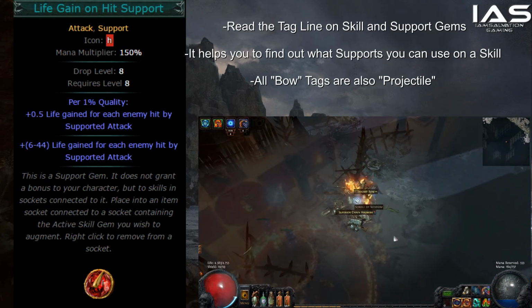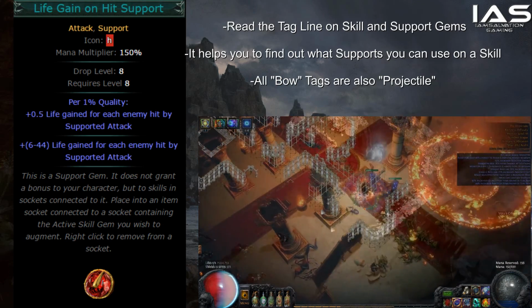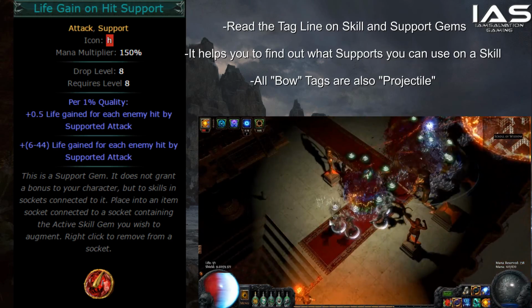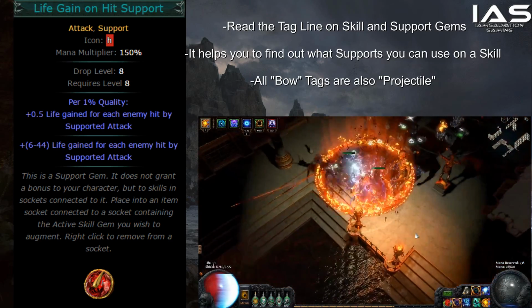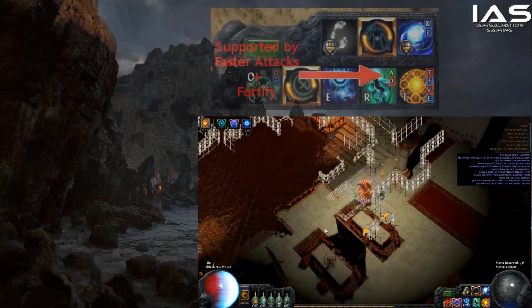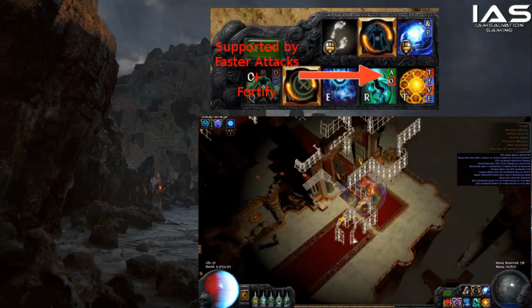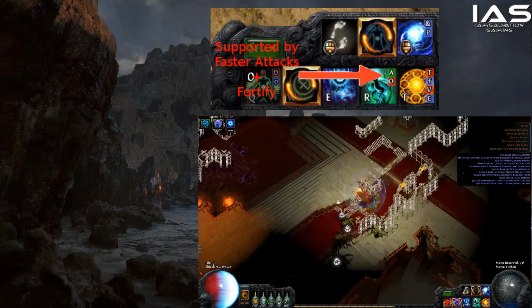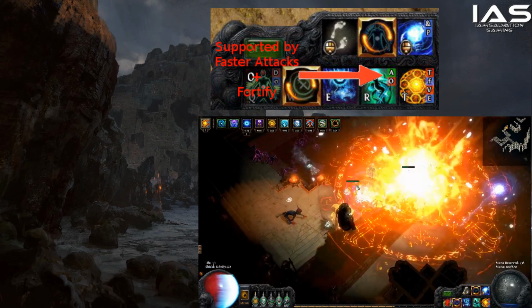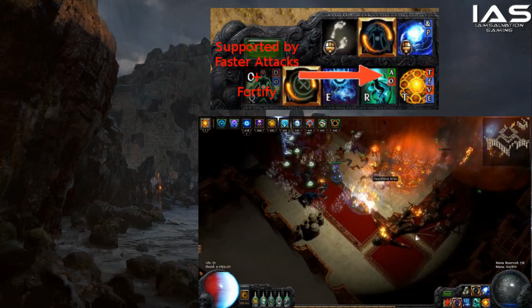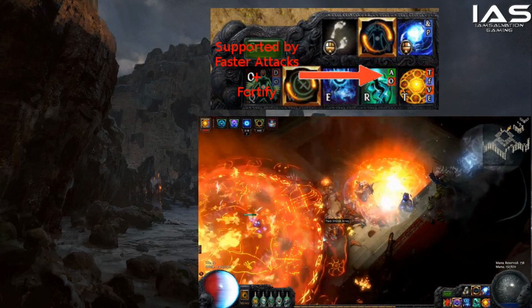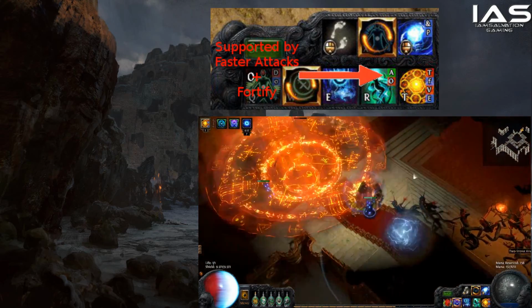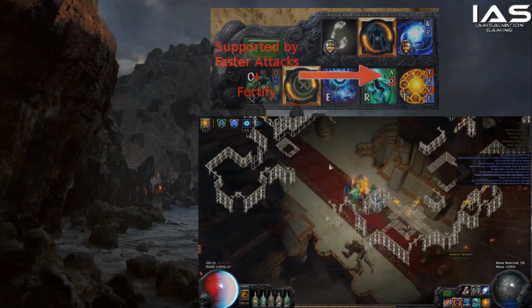So if we go back to the life gain on hit support, you can see that it's tagged with attack and support, so it can only support attack gems and not spell gems. You can also check that on the skill bar. If a gem supports something, there will be a little icon shown on the skill icon on the skill bar. So always check if you're using support gems if they really work for the spell or attack, and maybe now you can find out why they don't work if they don't work.